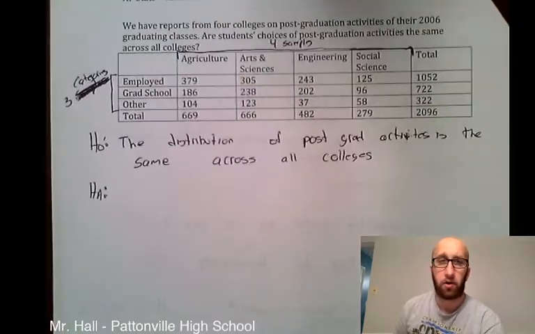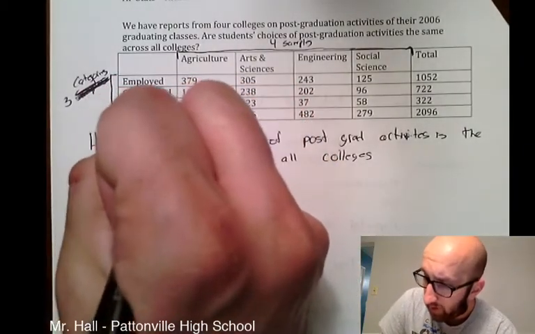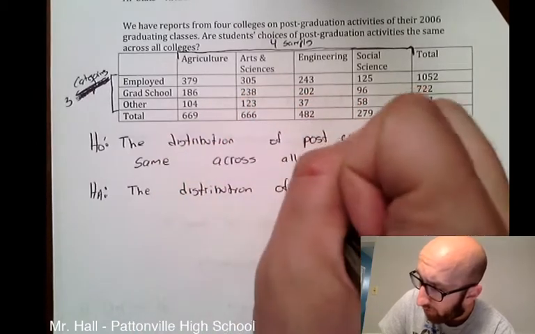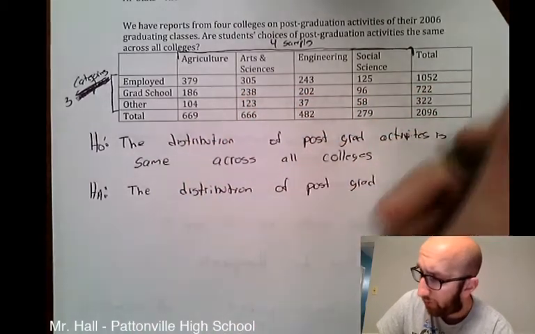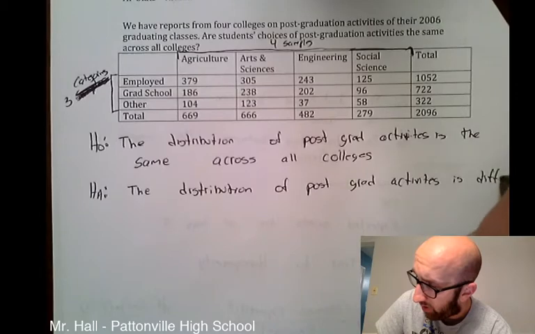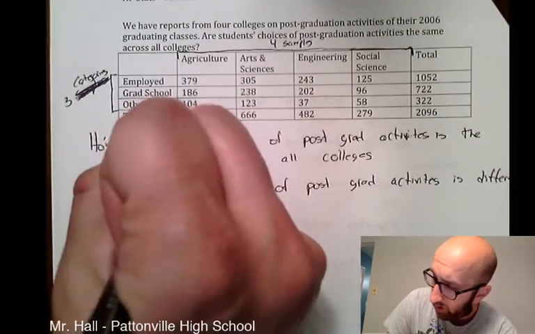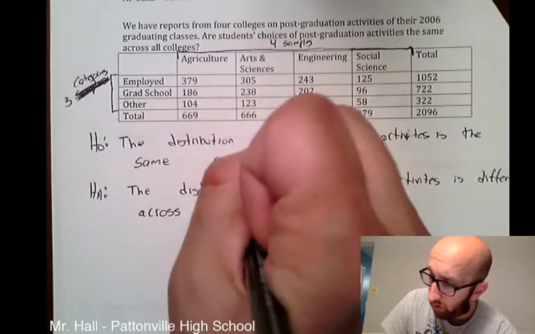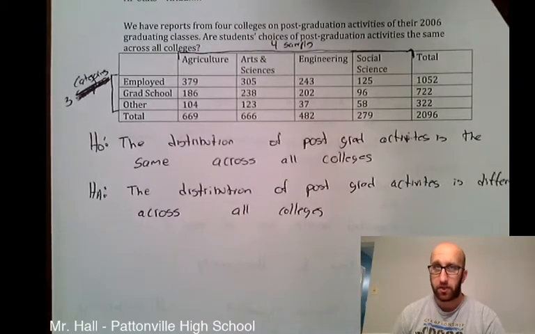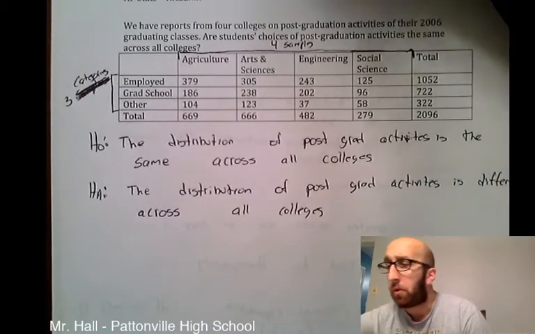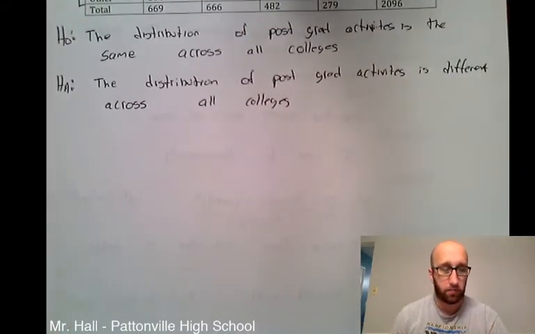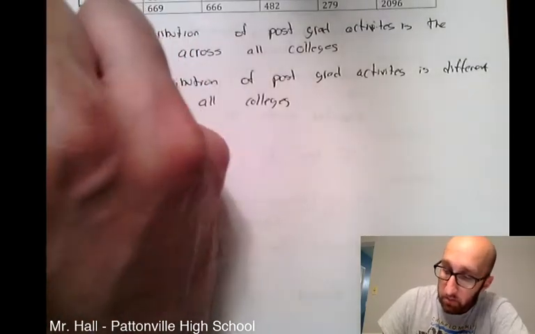What we're seeking to prove in our alternative hypothesis is the distribution of post-grad activities is going to be different. And that's different across all colleges. So it's different across the agriculture to the arts and sciences to the engineering to the social science. So we're getting to our assumptions, and because of the lack of structure on this problem, we're going to run into a few issues, but we'll just talk about what we want, and we'll just proceed onward.